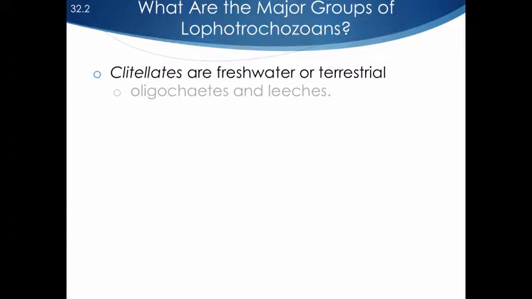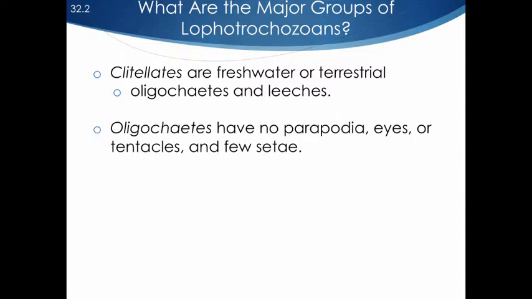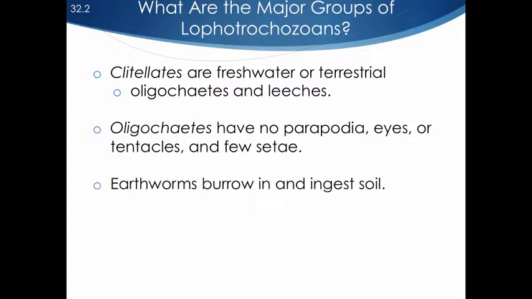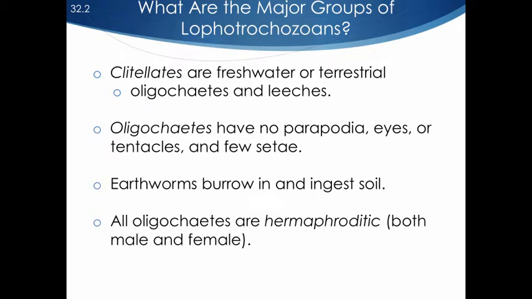Clitellates are freshwater or terrestrial. So that's another class of organism that we're going into. And they're all, I'm going to butcher this again, oligochaetes, and they're also leeches. So oligochaetes have no parapodia, eyes, or tentacles, and they have few setae. Earthworms, for example, burrow in and ingest soil, so they are an example of oligochaetes. All oligochaetes are hermaphroditic, so that means they're both male and female.